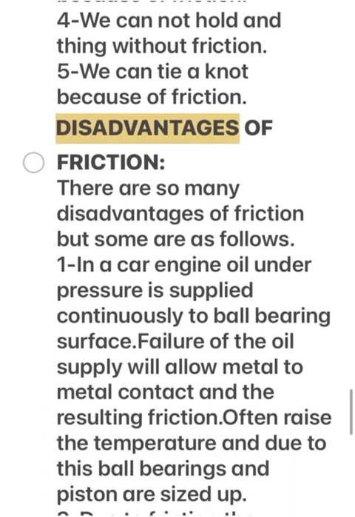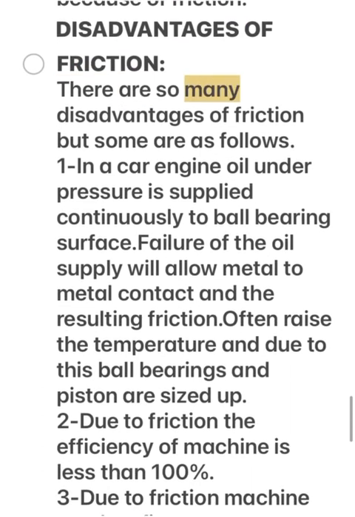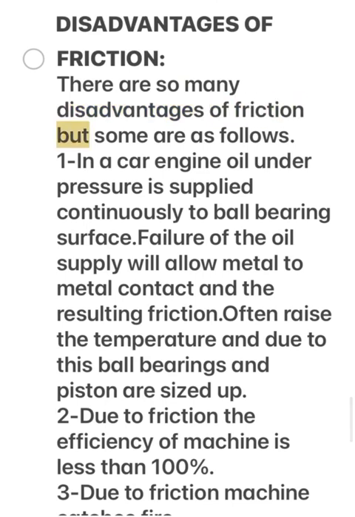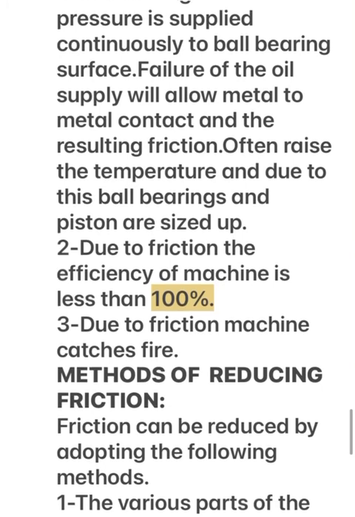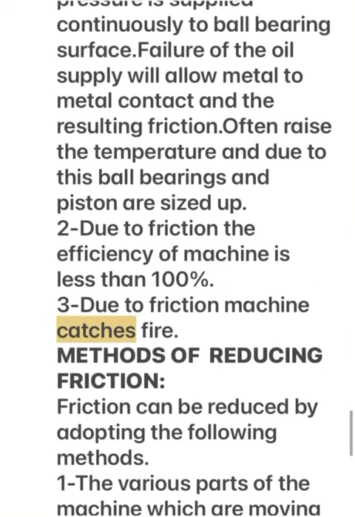Disadvantages of friction: there are many disadvantages of friction, but some are as follows. 1. In a car engine, oil under pressure is supplied continuously to the ball bearings. Failure of the oil supply will allow metal-to-metal contact, and the resulting friction often raises the temperature, and due to this the ball bearings and pistons are seized up. 2. Due to friction, the efficiency of a machine is less than 100%. 3. Due to friction, a machine catches fire.